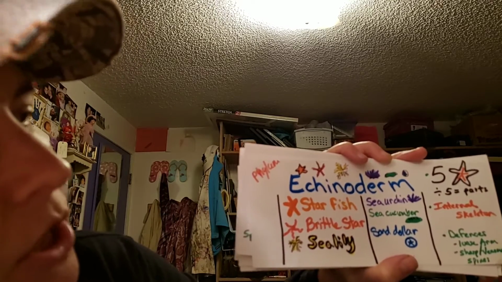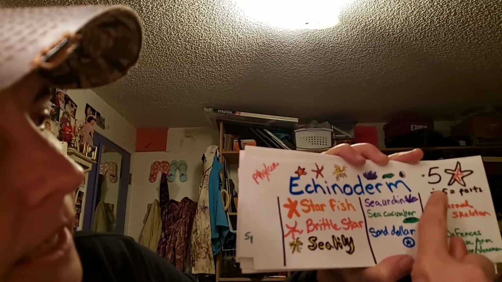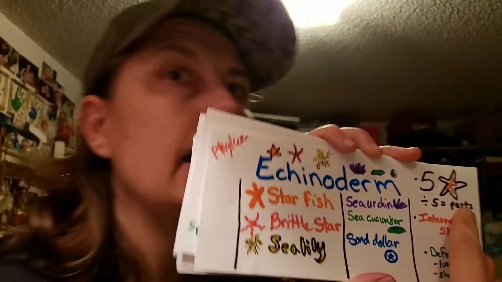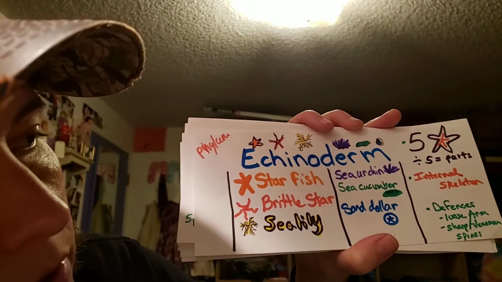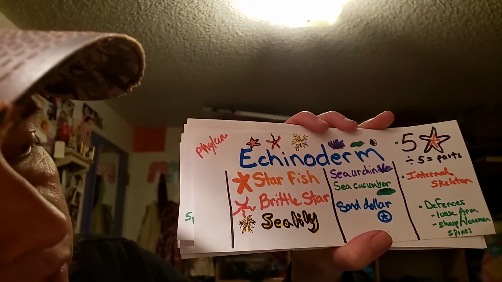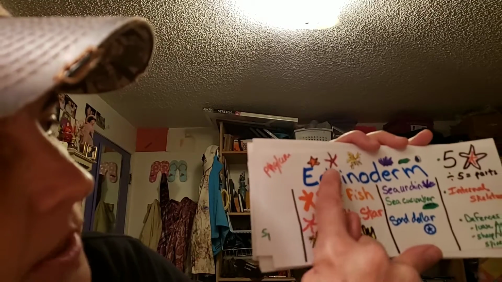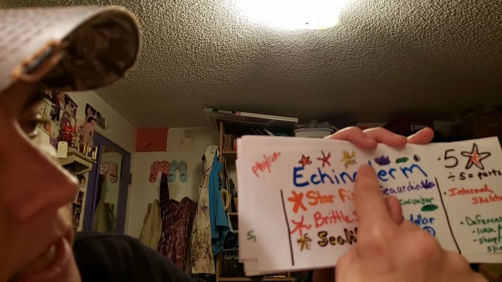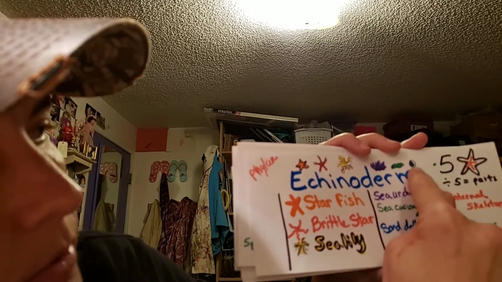They have an internal skeleton and their body is divided into 5 equal parts. Okay? 5 equal parts. They also, how they defend themselves, they lose their arm or they have sharp or venomous spines. Okay, look at the picture and remember, starfish, brittle star, sea lily, sea urchin, sea cucumber, sand dollar.